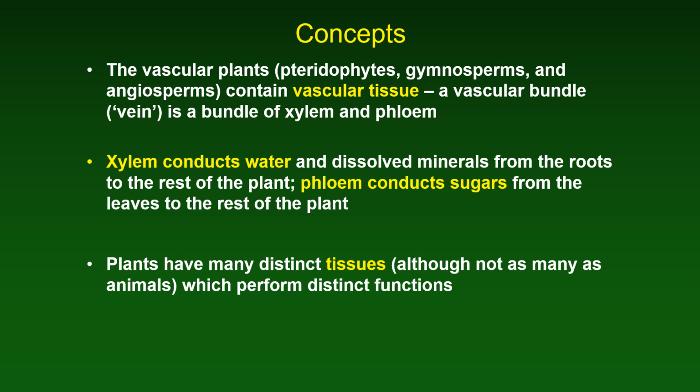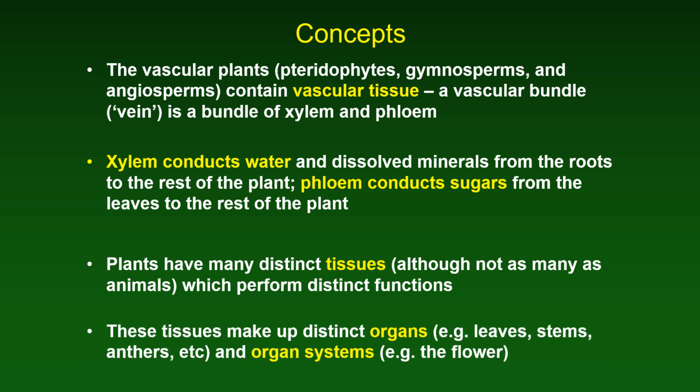Plants do have distinct tissues, although they don't have as many as us. And we haven't really talked about them, but there's about 15 or so distinct tissues. Xylem and phloem are the only ones that we've mentioned. And the tissues make up distinct organs. I didn't really talk about that, but we can consider the leaves, the stems, etc. separate organs, just like the organs in our body, and the flower would be considered an organ.